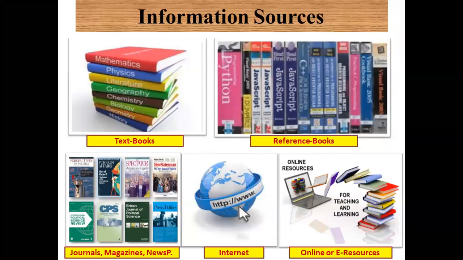Now, what are the information sources, or from where do you collect information? Textbooks. Since you are a student, your first approach for information is your textbooks, the textbooks prescribed by the university. You have a list for each subject. You will go to that particular book and take the information or study from it. So the first preference for students is textbooks.